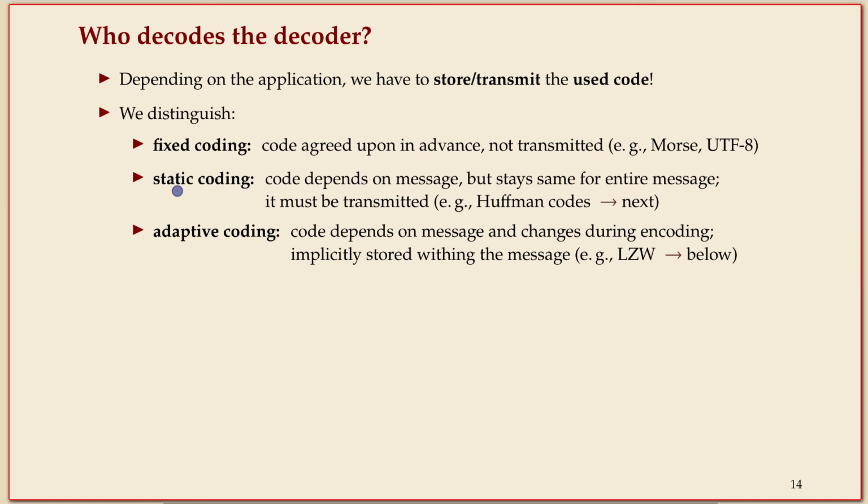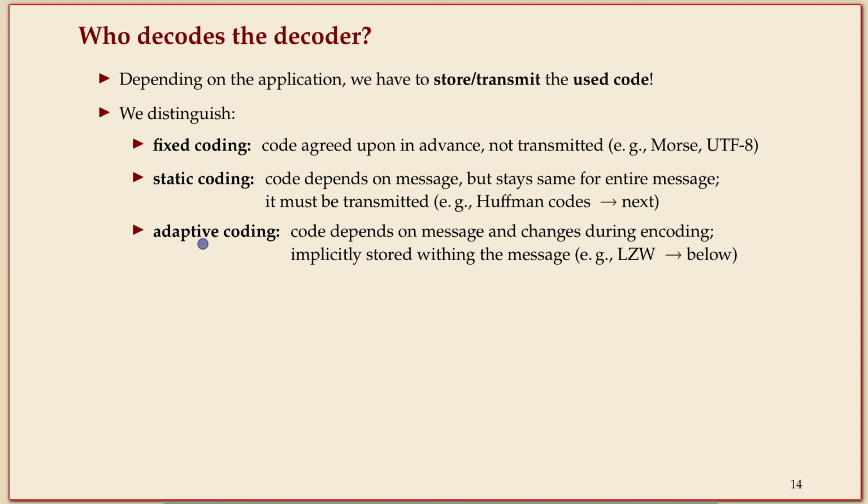Static coding is a generalization of that. Fixed coding is also static, but static means the code could be part of the message. So the first part of the message tells you what code to use, and then the remainder of the message is decoded using that code. So in a way, you have to decode the decoder first. And we'll see an example in terms of Huffman codes for that.